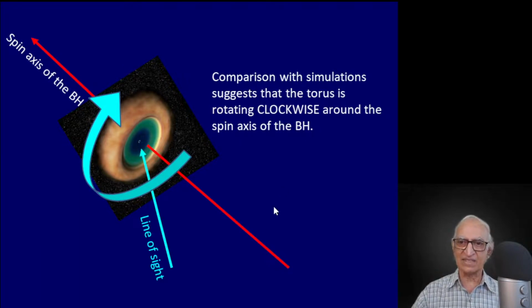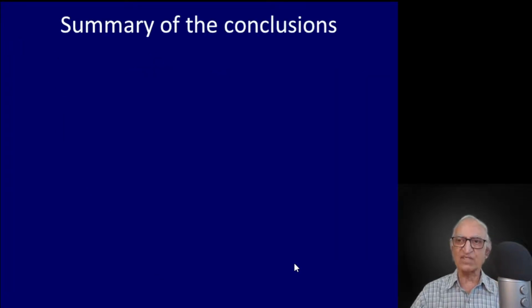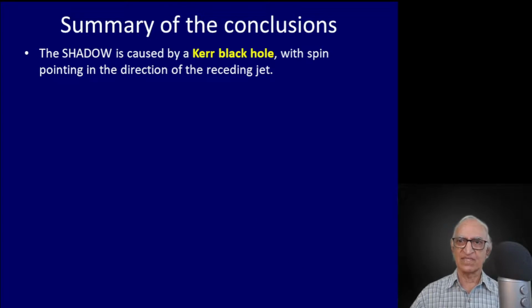And that is the line of sight from us to M87. And that line of sight makes an angle of 17 degrees with the spin axis of the black hole. So it is this geometry in which the simulations agree with observations. So what is the summary of conclusions? The shadow is caused by a rotating black hole, with the spin pointing in the direction of the receding jet.